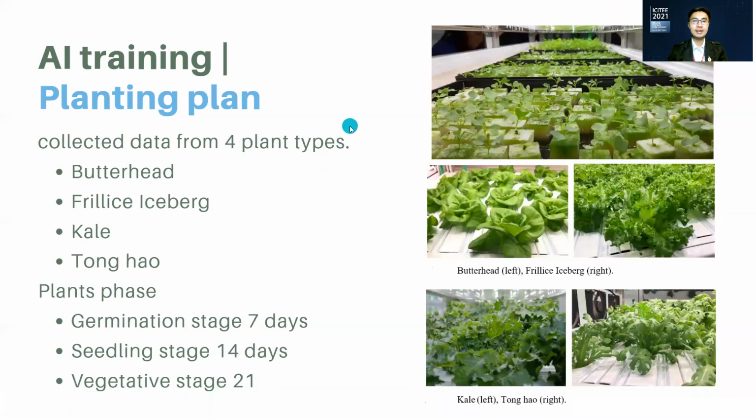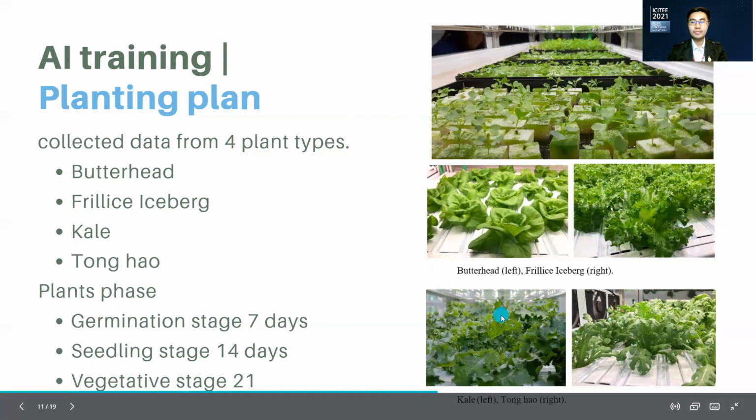The next step is the planting plan. For the planting plan, we plant 4 types of plant. The first one is butterhead. You can see here the butterhead. Another one is fillet iceberg. Another one is kale. The last one is Thong Ho, or Guangtung in Thai word.